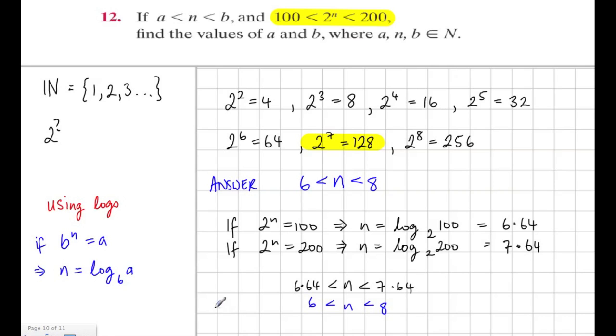So any number between 6.64 and 7.64 would give you an answer between 100 and 200, but the whole number answer is obviously only 7. And that's two ways of doing this question.